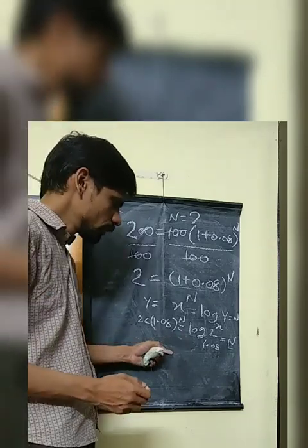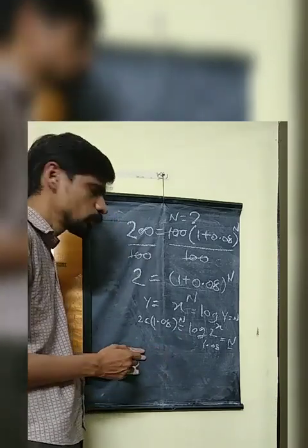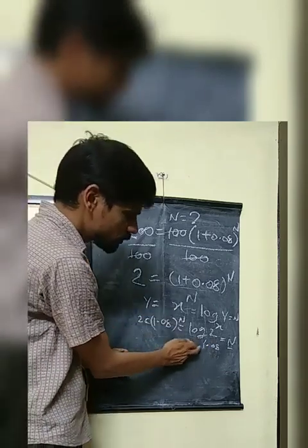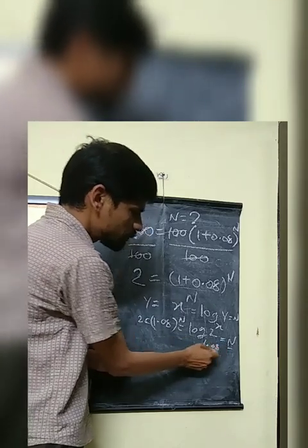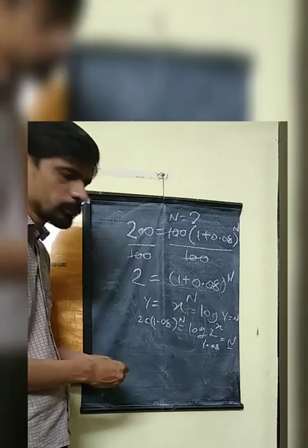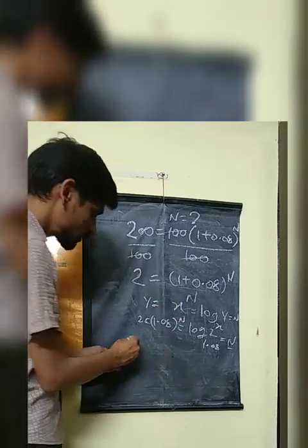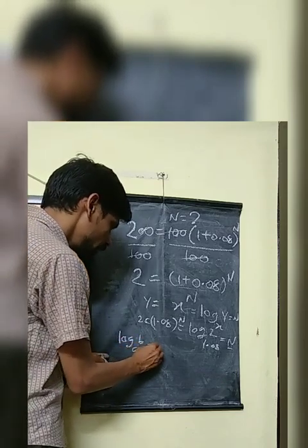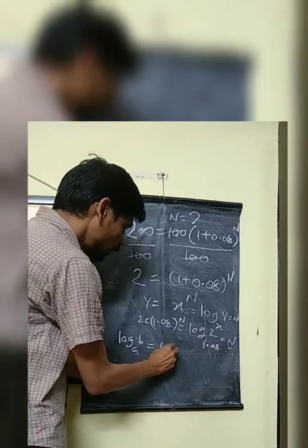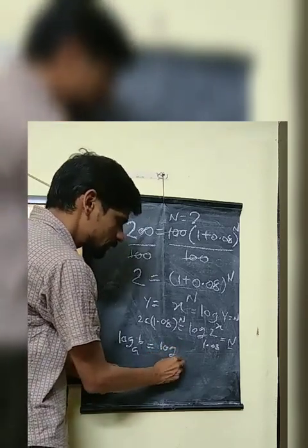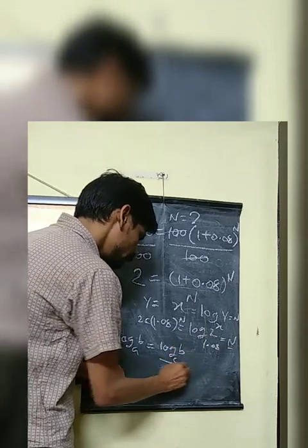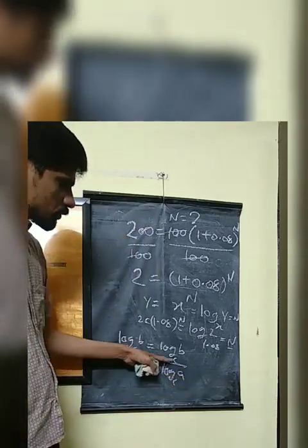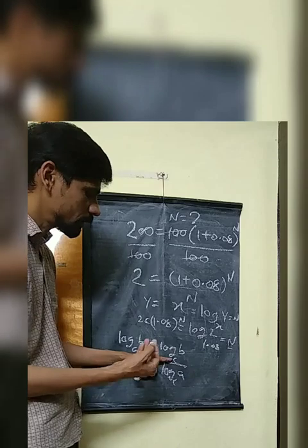Now if we remember, we learned the change of base law. Here it is very tough to calculate with this base, so we will try to make it simple by using the change of base law. What does the change of base law say? If I have log a of b, this can be represented with some other base c as log c of b divided by log c of a. So we can use our calculator's base 10.